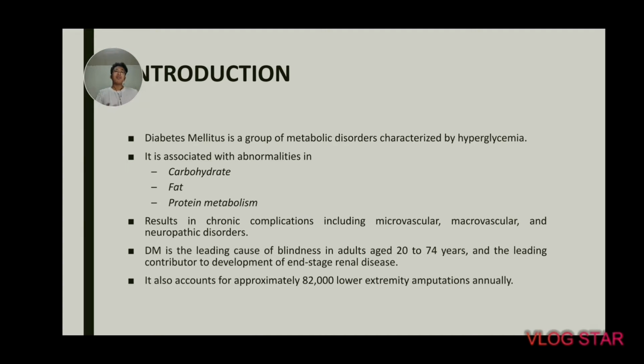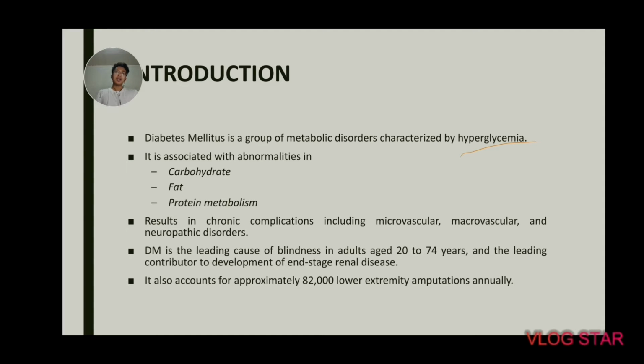So for the introduction, diabetes mellitus is a group of metabolic disorders characterized by hyperglycemia. It's associated with abnormalities in carbohydrate, fat, and protein metabolism. This results in chronic complications including microvascular, which is a disease of the small blood vessels, macrovascular, which is a disease of the large blood vessels, and then neuropathic disorders, including the nerves.